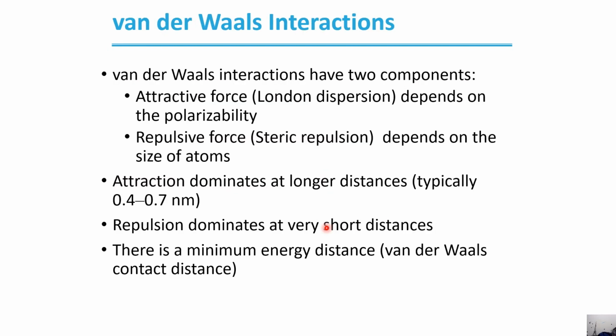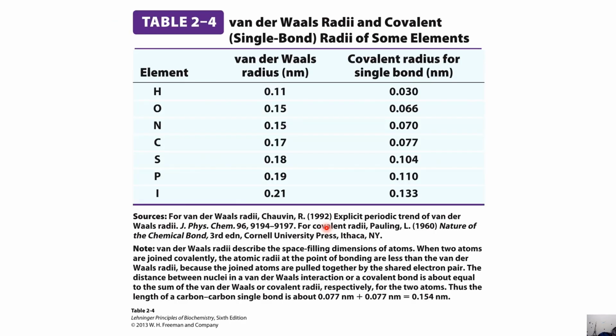So van der Waals interactions have two components. Attractive force depends on the polarizability and repulsive force depends on the size of atoms. So attraction dominates at longer distances, repulsion dominates at very short distances. So there is a minimum energy distance, the van der Waals contact distance. Okay, if you see this table, this shows the van der Waals radii and covalent radii of some elements.